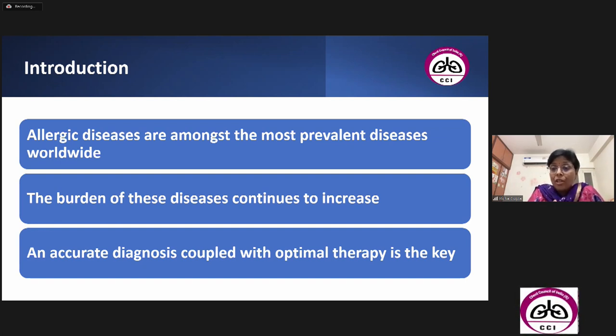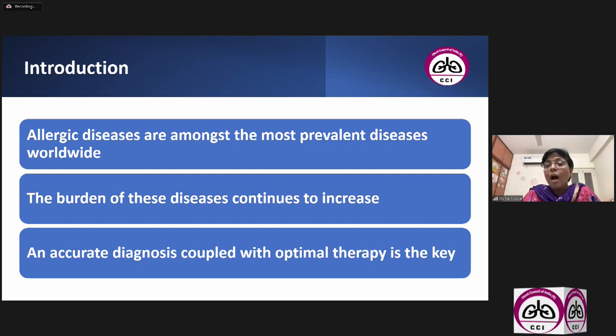Now, where do we need to do allergy testing is one question. And if we have a report of allergy testing, how should we interpret that? So this is really, really important. Any diagnostic test has its own merits and demerits, and we should know before we order it. So we are going to discuss this very important topic in the next 1.5 hours.